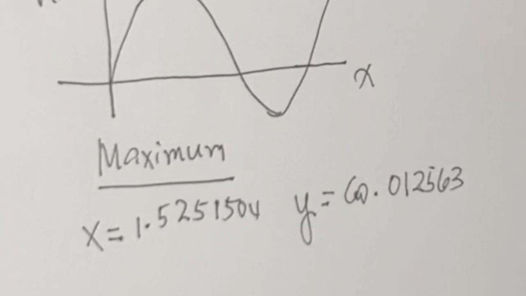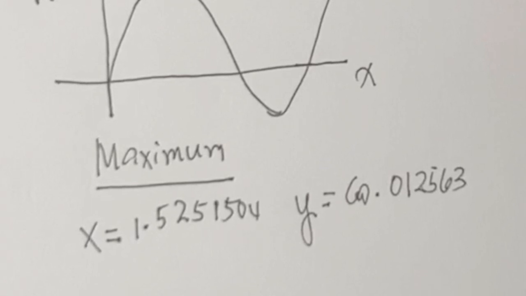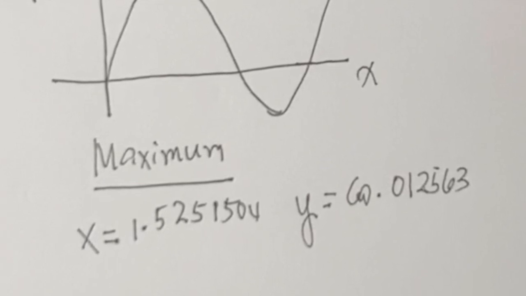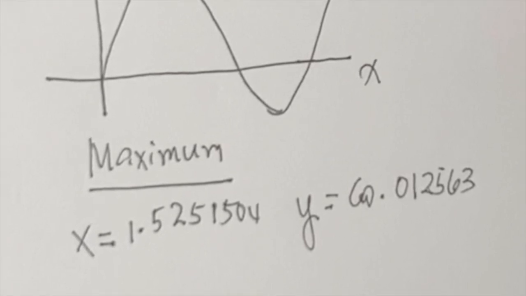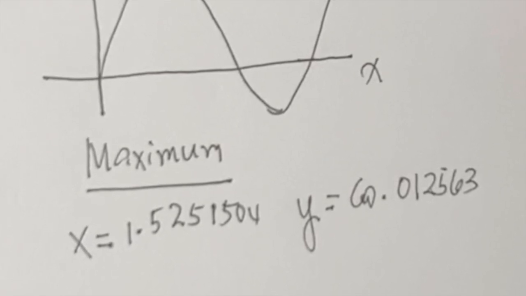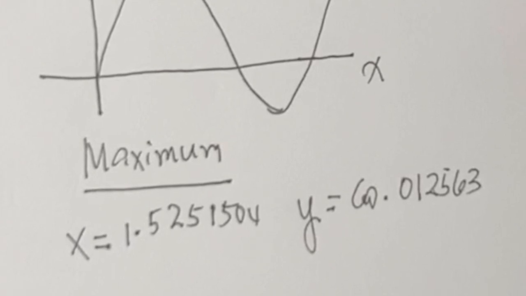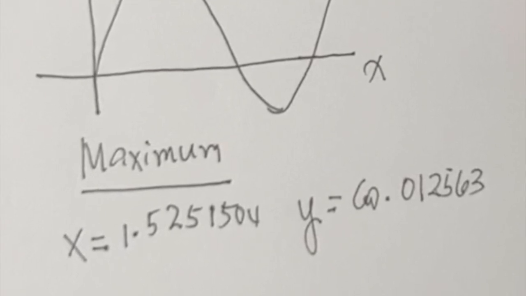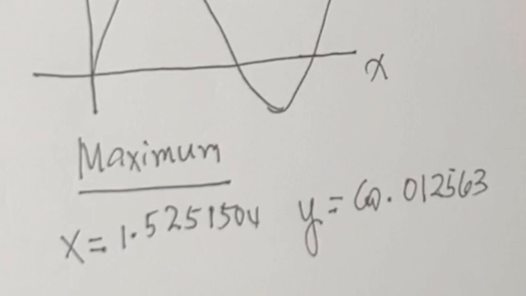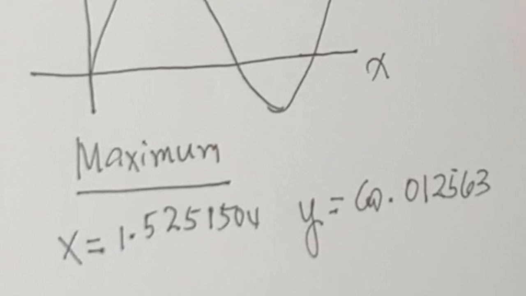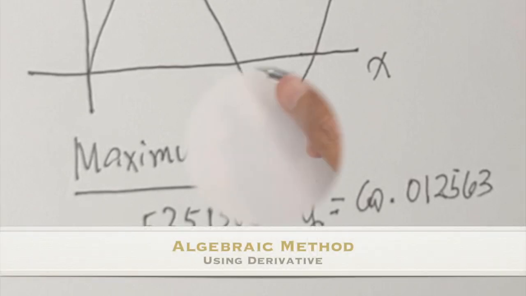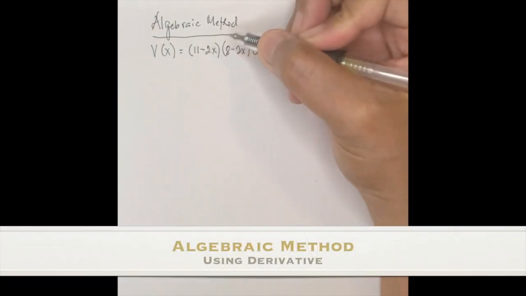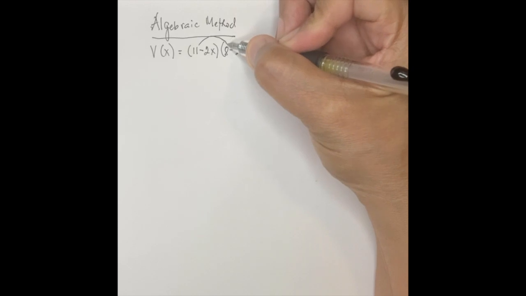This means that the side length of the square cut out must be around 1.525 inches in order to get a maximum volume of about 60.013 cubic inches. If you are taking calculus, we can find the maximum volume using derivatives.